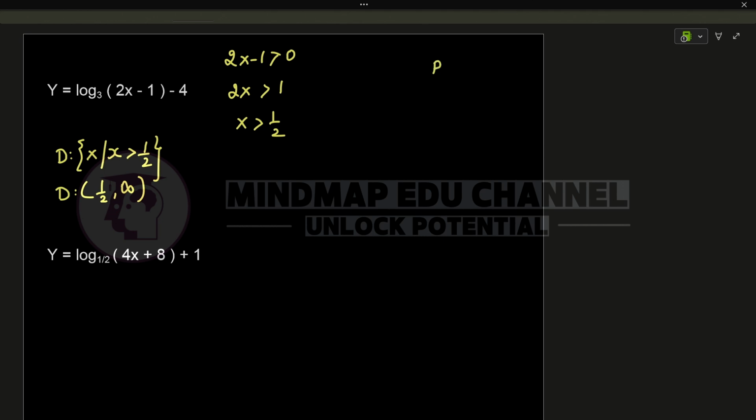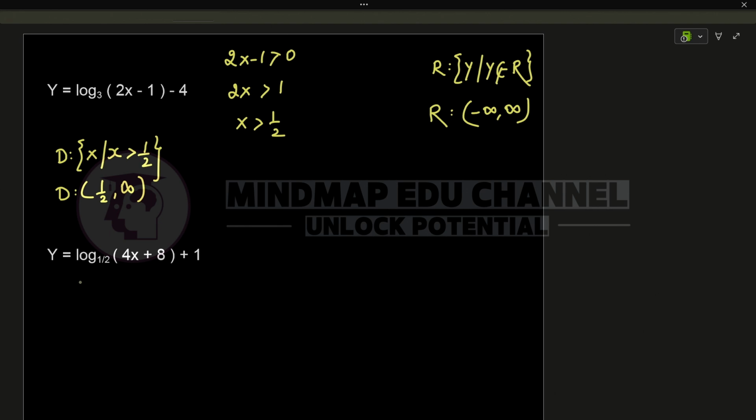Now range, remember, is always the set of y values such that y is the set of all real numbers. And in interval notation, the range of any logarithmic function is from minus infinity to plus infinity. Let's move to one more function.